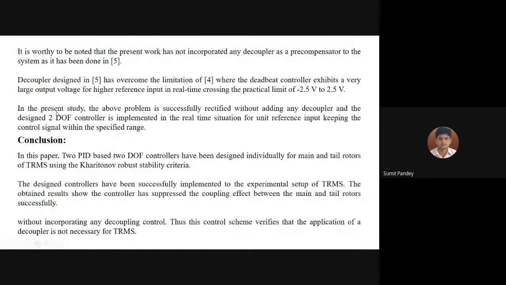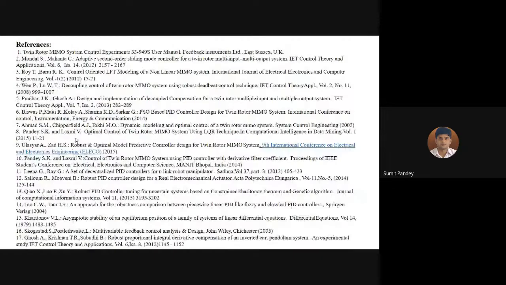So we can say here that I have successfully designed a 2D PID controller for the control of this twin rotor MIMO system, and it has been successfully validated through the simulation results also, the theoretical parts. Thank you so much, sir.